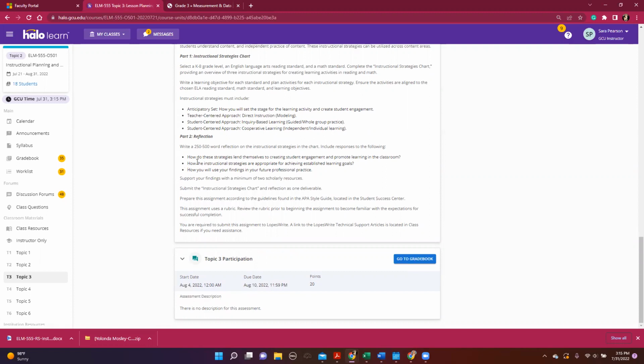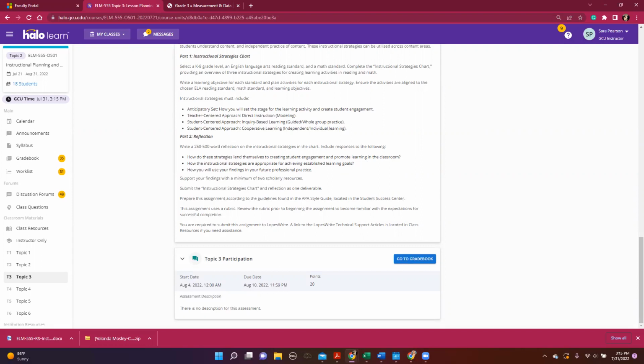So, first question is, how do these strategies lend themselves to creating student engagement and promoting learning in the classroom? So the engagement is going to be a big one, just like I was talking about right now. Like playing a game over a worksheet is way more engaging. In addition, give me examples of exactly what you're doing in there, and then how is it still promoting learning at the same time? Then, how are they appropriate for achieving your learning goals?